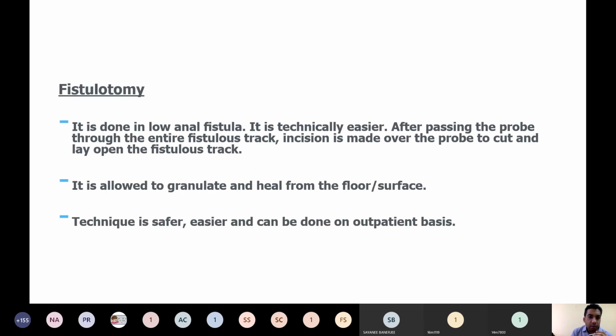Now there is another type called fistulotomy. Otomy means open. Anything you leave open is called otomy. Colostomy, ileostomy, otomy. Otomy means leaving it open. So fistulotomy, what we do, you don't dissect, rather you lay it open and let the fistula heal or granulate from surface to surface, floor to surface. Okay, it is technically safer, easier, and it can be done on an outpatient basis.